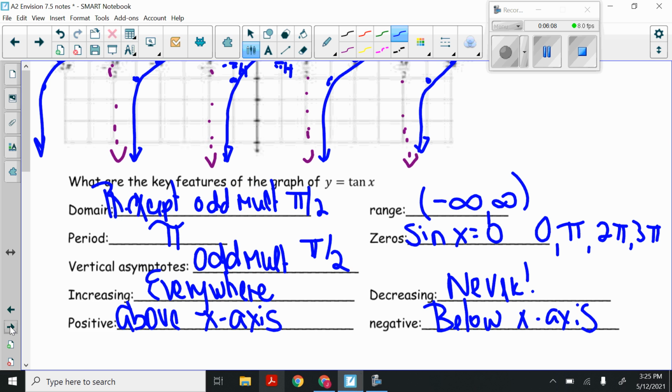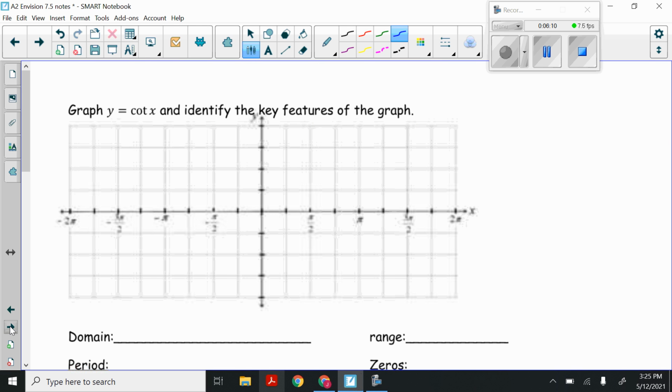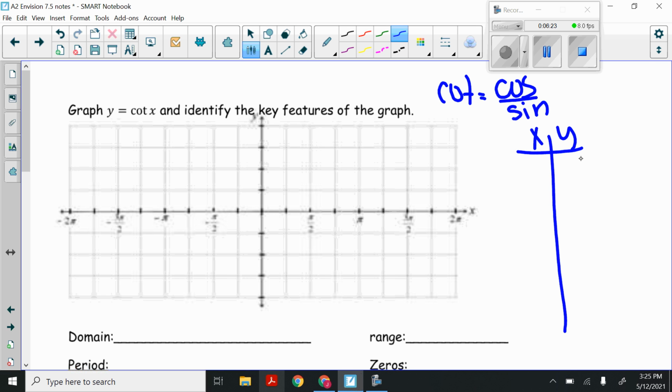So now we're going to look at the cotangent. Okay? So remember, cotangent is flip the tangent. So this is going to be cosine over sine. So if I do my little XY table, we'll go 0, pi over 4, pi over 2, 3 pi over 4, pi, 3 pi over 2, 2 pi.